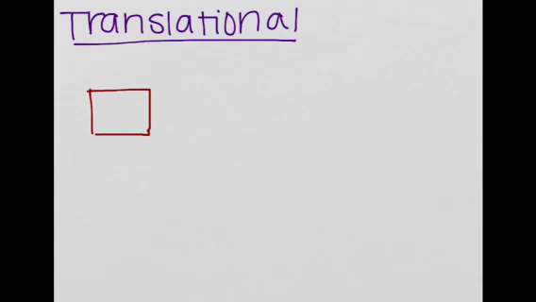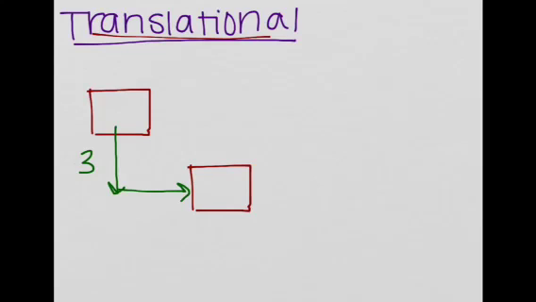Now let's move on to the last type of transformation, which is translation. This is the easiest and actually probably my most favorite. Basically a translation is where you move it. So for example, I could say this one was translated 3 steps down and 2 steps to the right. That's all. Translation is just moving.